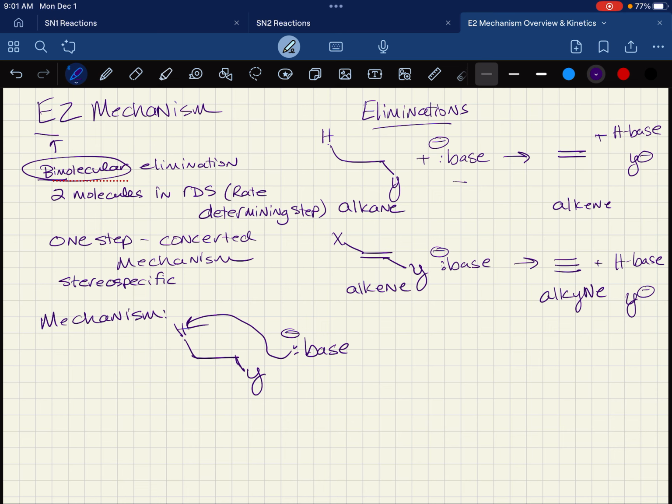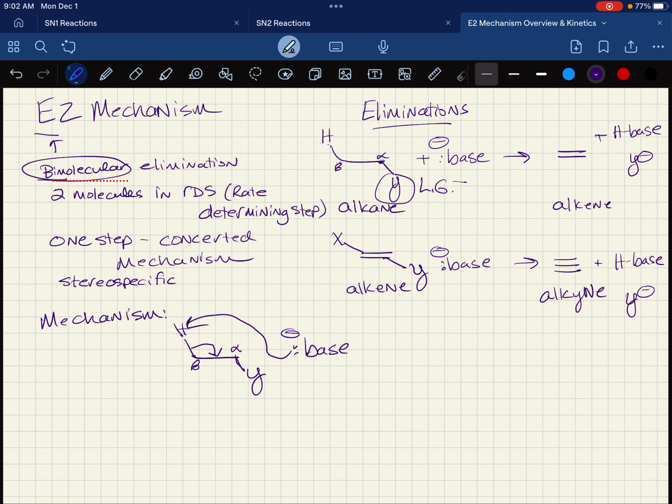So the base goes and attacks the proton. So this would be the alpha carbon, and this is the beta carbon. That's another thing I wanted to point out. The alpha carbon is the one attached to the leaving group. And then the beta carbon is the one that the proton gets removed from. Now in this particular example, I'm only showing two carbon atoms, so there's only one choice here for the beta carbon. And we're going to have to take a hydrogen atom from that carbon atom.